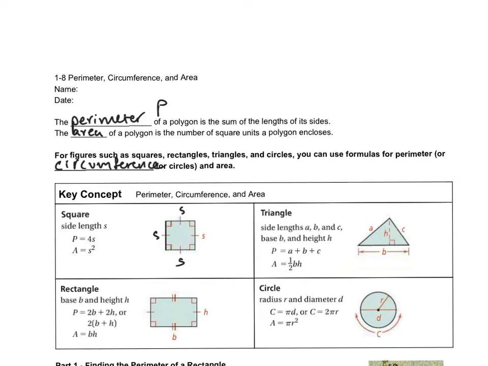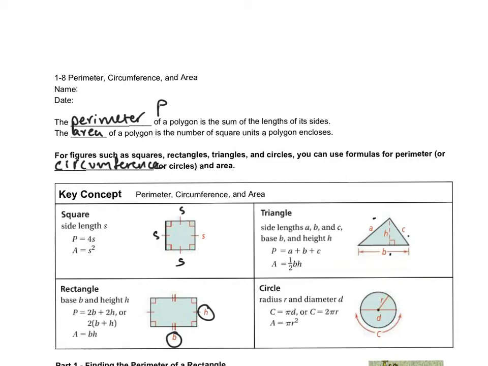Now for a rectangle, we have a base and a height. So the perimeter is 2 times the base plus 2 times the height, and the area is the base times the height. Now, for a triangle, the perimeter is just the 3 sides added together. So A, B, and C, you add those 3 sides together, and you get the perimeter. When you want to find the area, it is 1/2 times the base times the height.